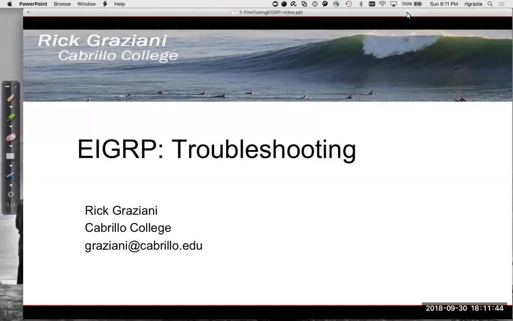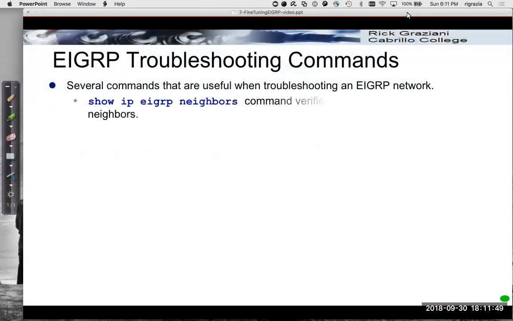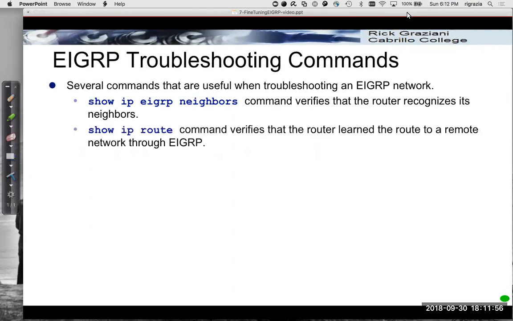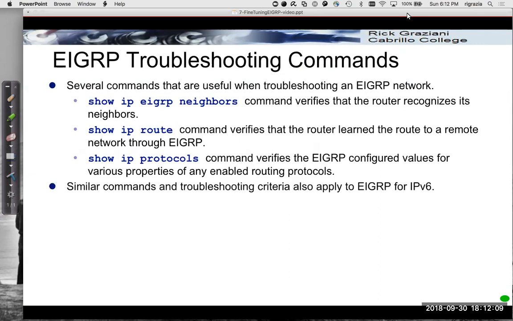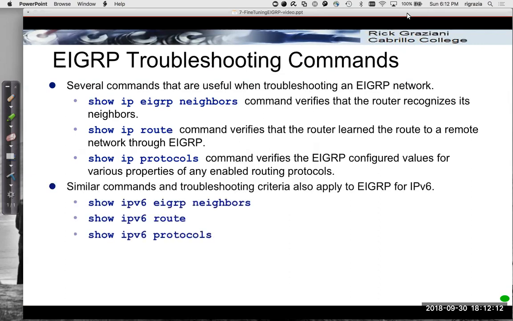Hi, in this video, we're going to look at EIGRP troubleshooting. There are several commands that we can use for troubleshooting EIGRP. We're going to make sure we have neighbor relationships, look at what we expect to see and don't see in the routing table. Also make sure that in our show IP protocols output, the EIGRP configuration looks correct. And there are similar commands for EIGRP for IPv6.